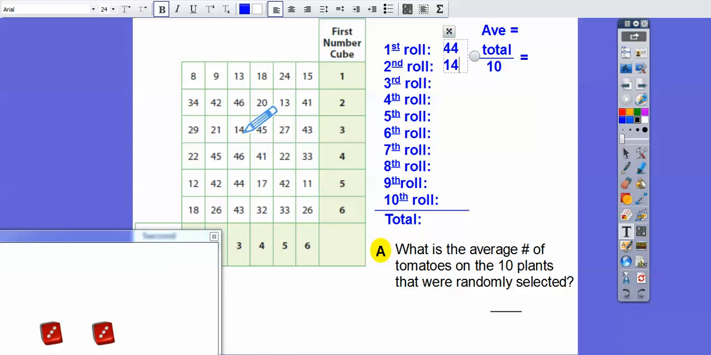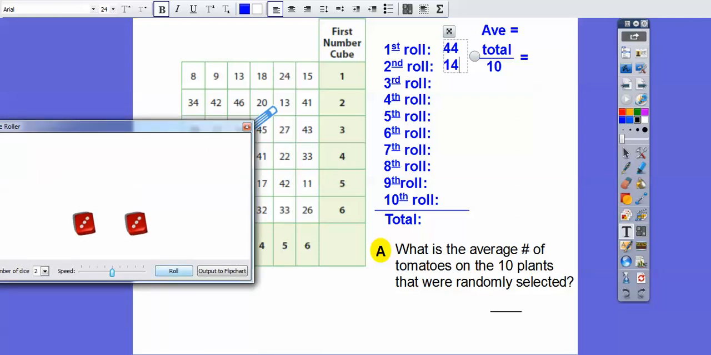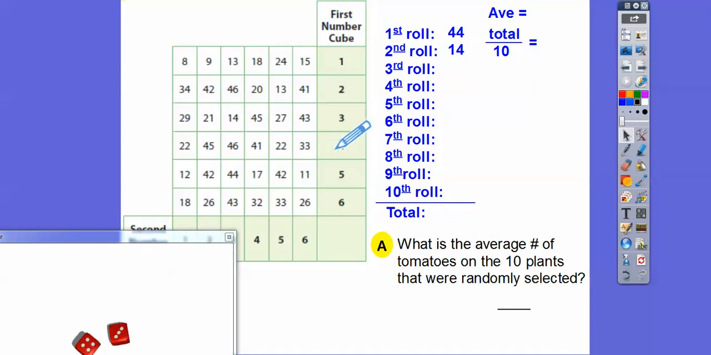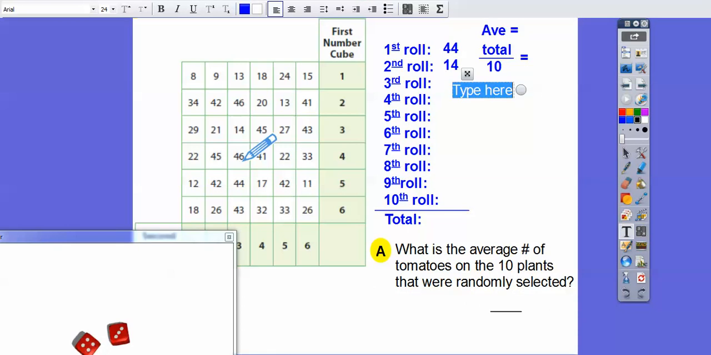So let's roll again. I see column 4, row 3. I'm sorry, down 4, over 3, that's 46. Okay, that's my third roll. Let's do another one here, you guys.